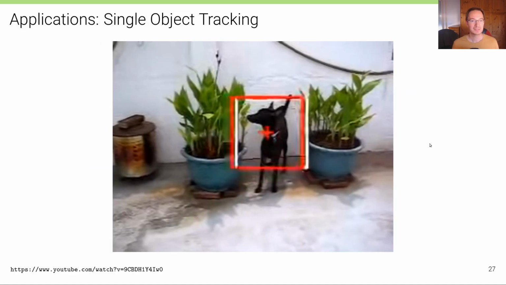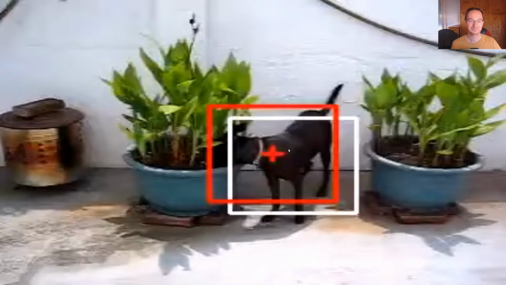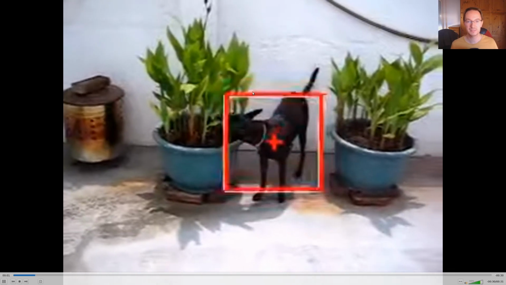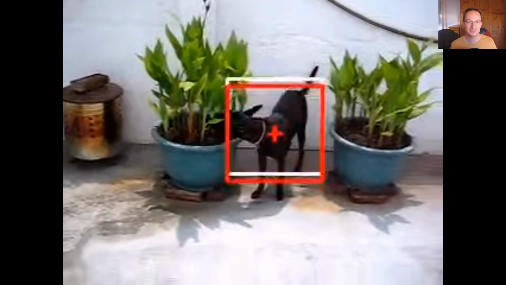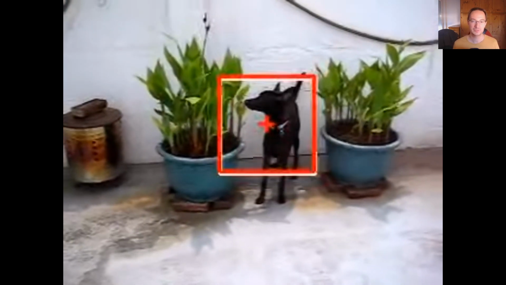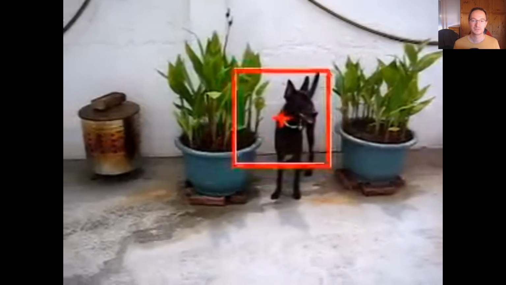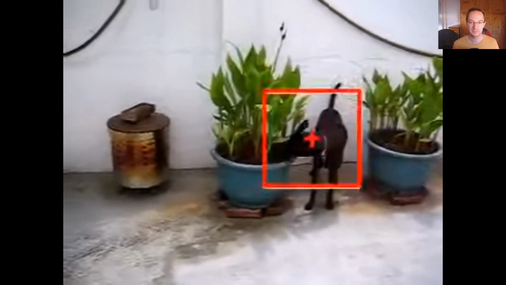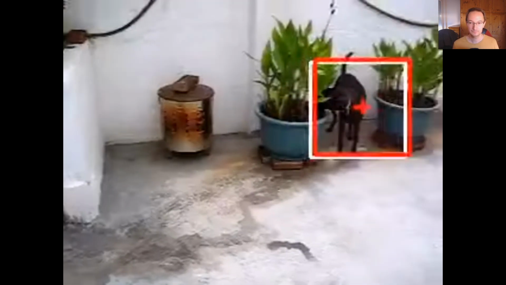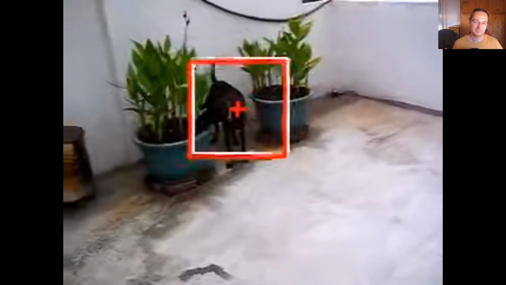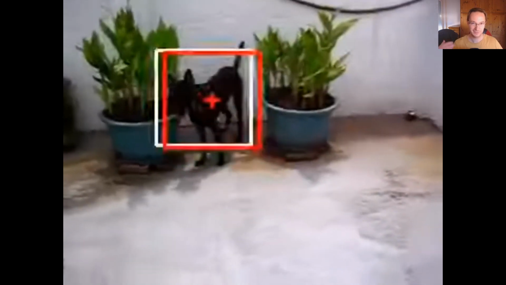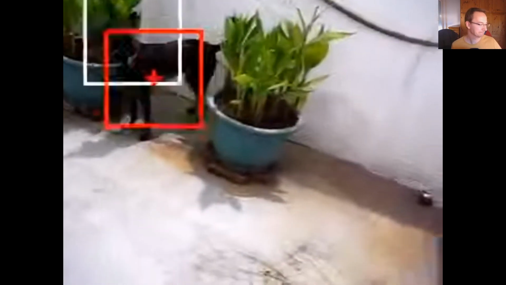Now, let's look at some results. Here we can see the result of tracking a dog. And what you can see in the background is the white square, which corresponds to the detection. You can see that it's jumping around as it's noisy. And the smoothed version is the red box. That's the output of this Kalman filter here. So this illustrates again that the filter is filtering out the noise. That's where the name comes from.